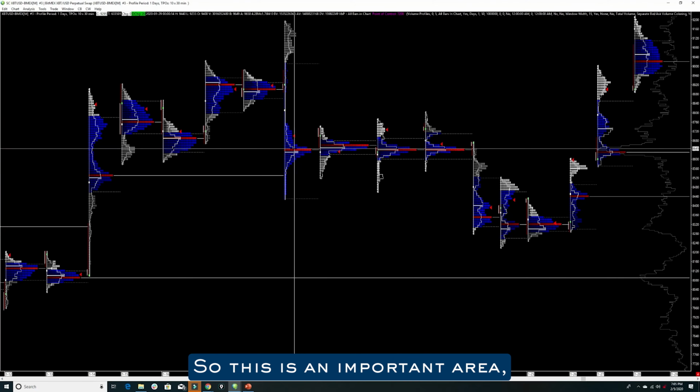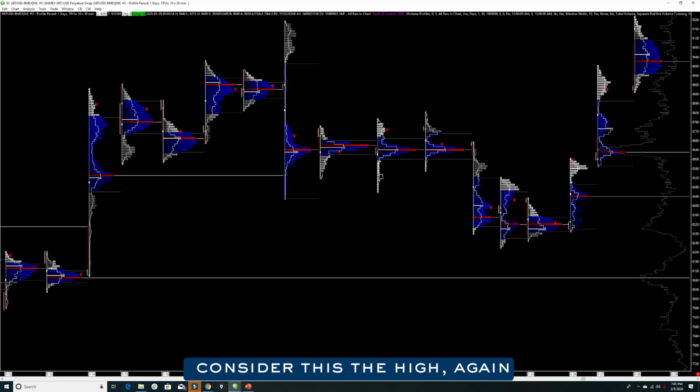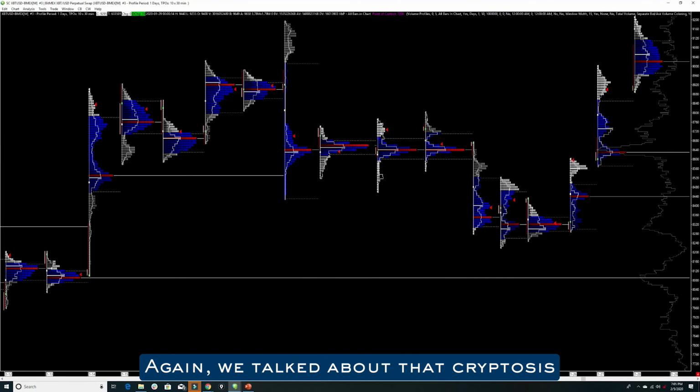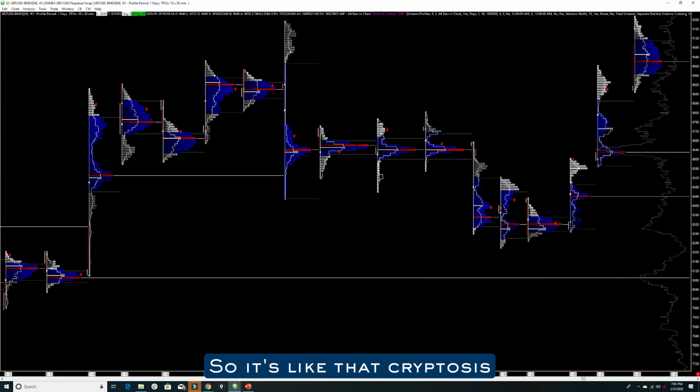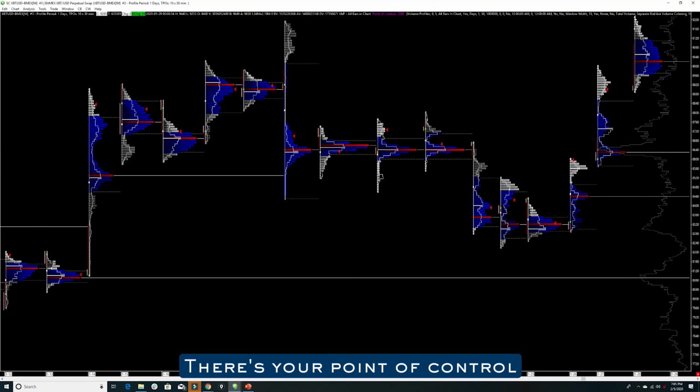All right, so this is an important area, defines our low. You consider this the high. Again, moving forward, a pretty neutral, normal day. Again, we talked about that kurtosis, right? So it's like that kurtosis within a distribution. You have that large spike in the center. There's your point of control.